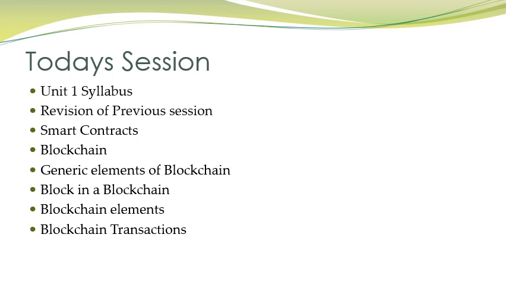Also we have to study some new topics like smart contracts, blockchain, generic elements of the blockchain, block in a blockchain and block elements, and we also have to study how the transactions are processed in the blockchain. That also we have to study in this session. So first we will start with the revision of the previous session. In the previous session we studied what is a public ledger, the network view of the blockchain, and Bitcoin. Those topics we will revise, and then we will study some new topics.